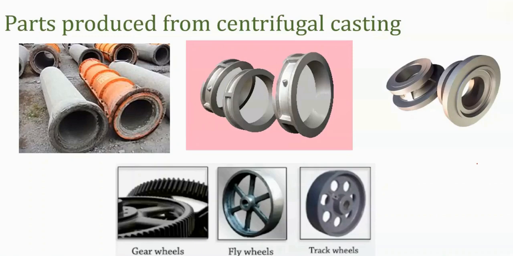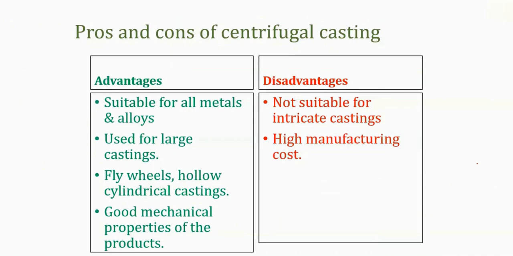These are the different parts which are produced using centrifugal casting: long pipes, bearings, gears, and such products can be produced using centrifugal casting. What are the advantages and disadvantages of centrifugal casting?